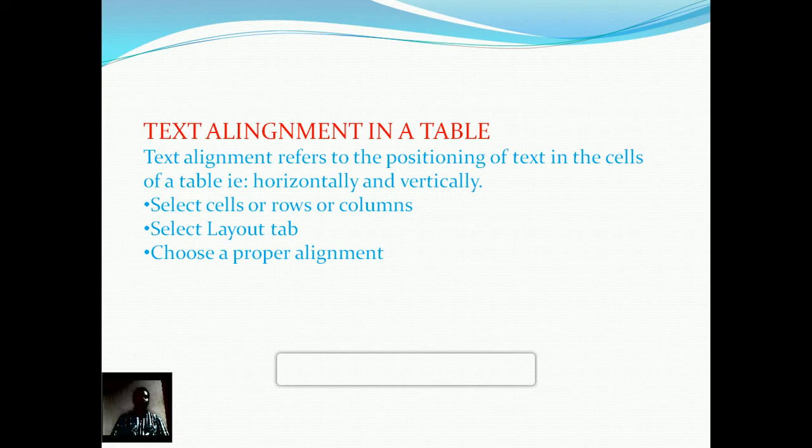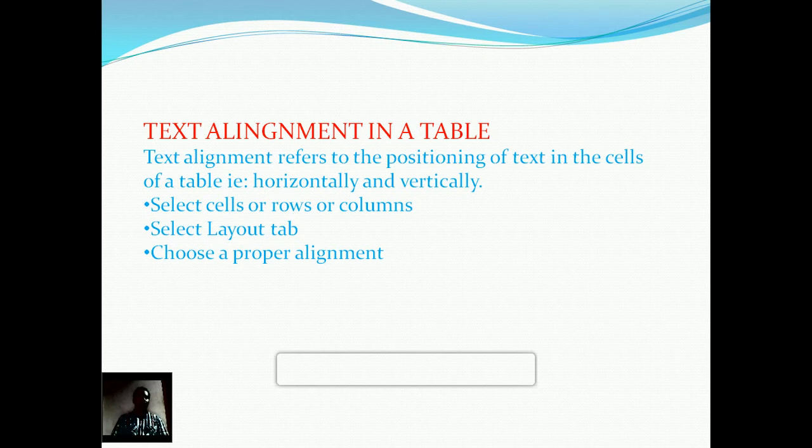Text alignment refers to the positioning of text in the cells of a table, that is, horizontally and vertically. Select the cells, rows, or columns. For performing this text alignment of the table, first of all we have to select the cells or the rows or the columns, whatever formatting you want to be performed. After that, select the Layout tab.